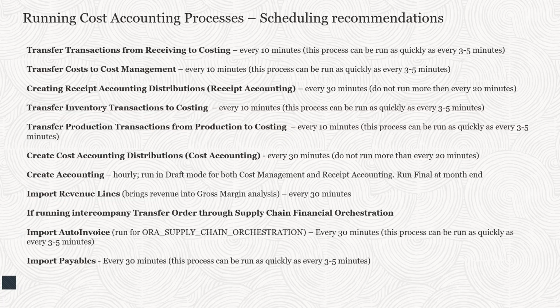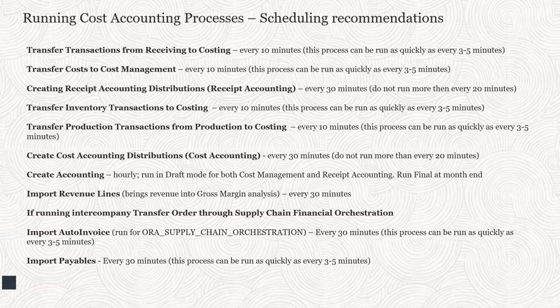And then also we have the Redwood coming out in cost accounting now, and some of these names may have been changed, like here, this cost accounting distribution, I think, is now called process run control, things like that. But nevertheless, this is kind of recommendations. And when I'm working with cost accounting, most of these I'll run every 3 to 5 minutes. The create cost accounting and create receipt accounting, I'll run maybe every 15 to 20 minutes because they take a bit longer to run.